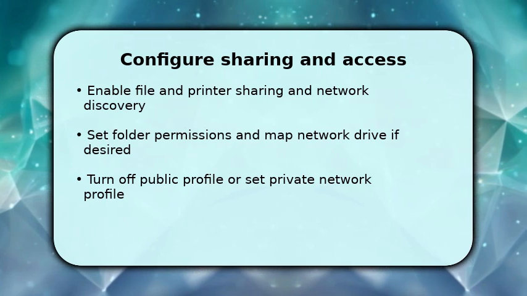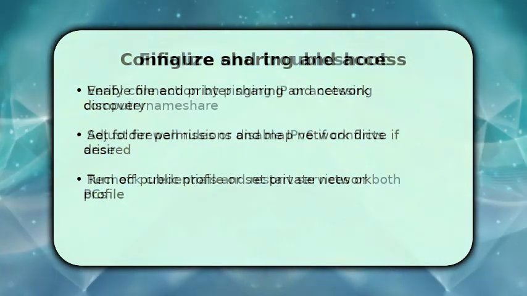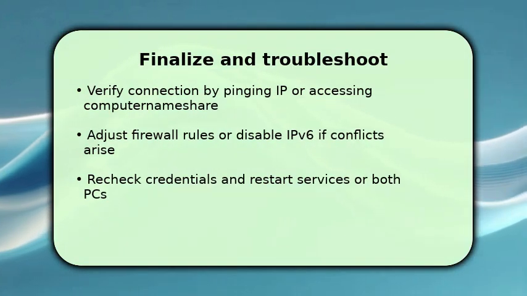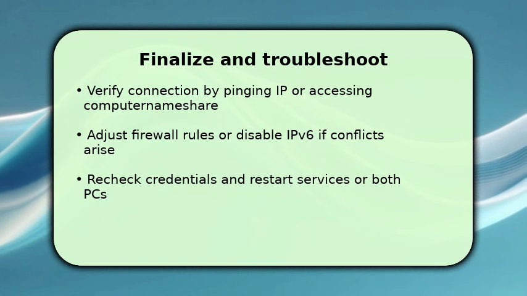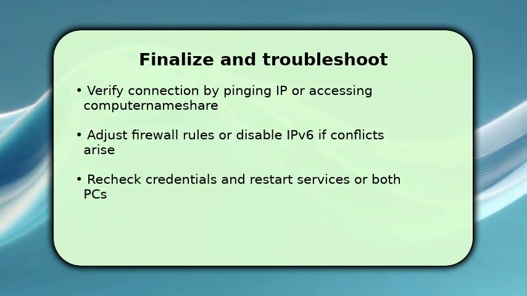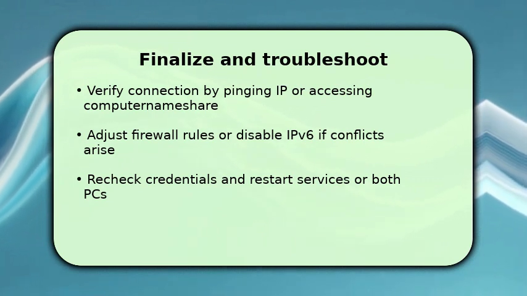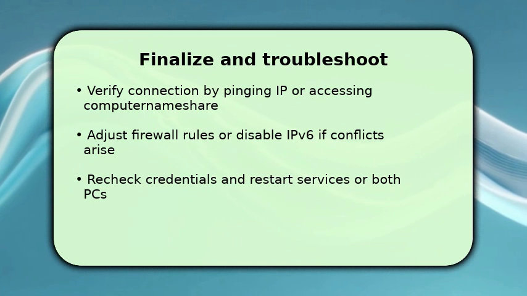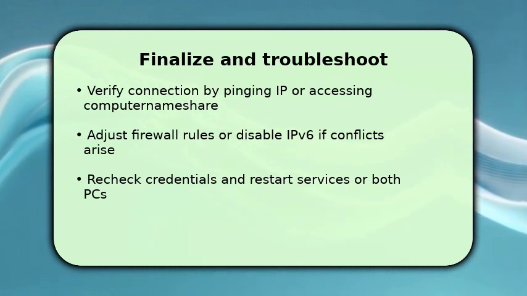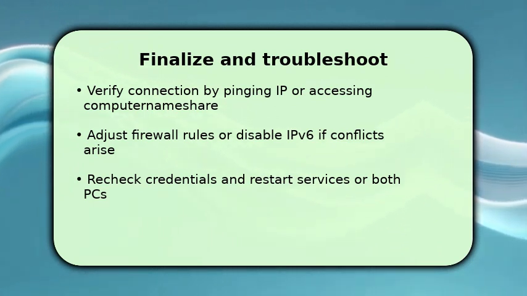To finish, verify connectivity by pinging the other PC's IP or opening its share path. Once you see files, transfer or map as planned. If access fails, check Windows firewall rules, temporarily disable third-party security, and ensure SMB protocol versions match. Older systems may need SMB1 enabled, though be cautious.